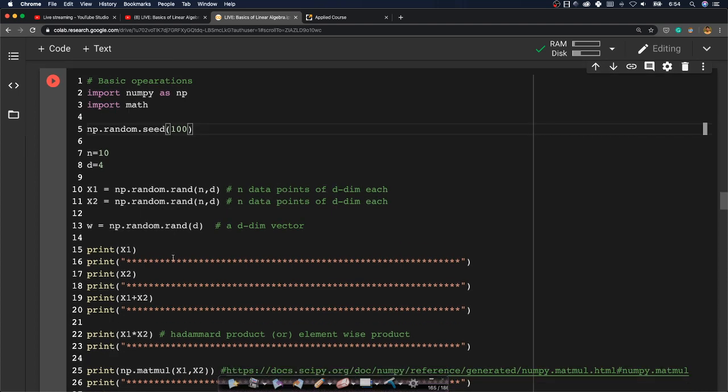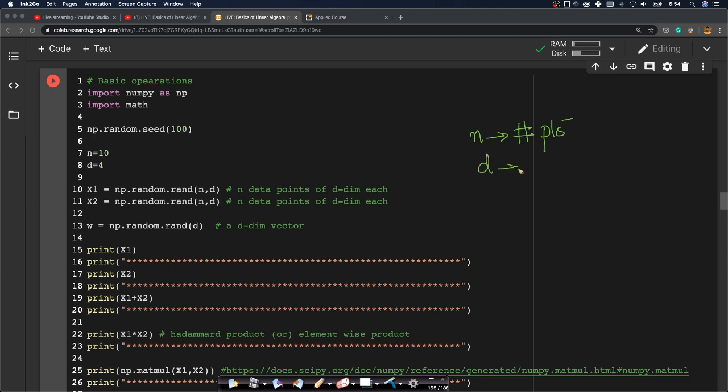So what I'm doing right now is creating data. Look at this. I want to create 10 points, each point of 4 dimensions. In my notation, I always use n to represent the number of data points, and I always use d to represent the dimensionality. That's a standard notation, which is also followed extensively in books. But just to be sure, I try to stick to a single notation, right?